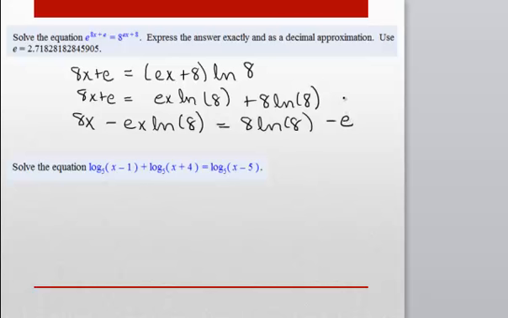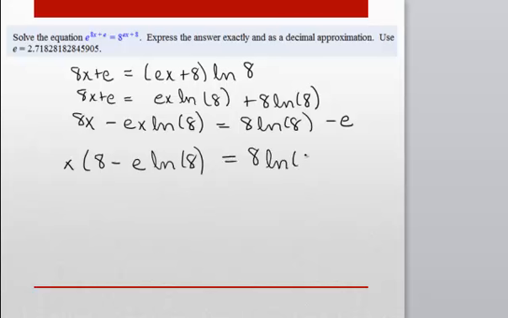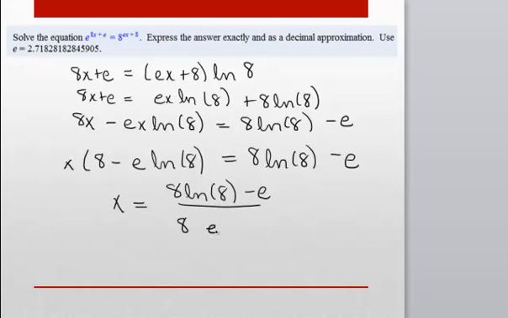Now what we want to do is factor out those x's. We'll move this and work on it later. So factor out an x, we'll be left with 8 minus e natural log of 8 equals 8 natural log of 8 minus e. Divide both sides by this parentheses and you'll have x is equal to 8 natural log of 8 minus e all over 8 minus e natural log of 8. So this would be your exact answer.